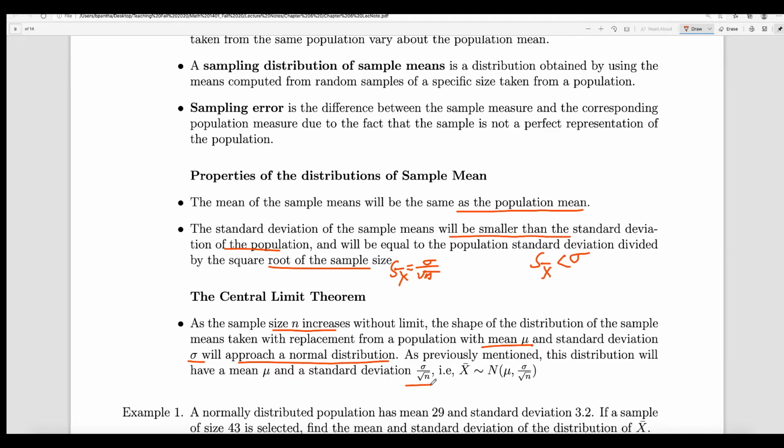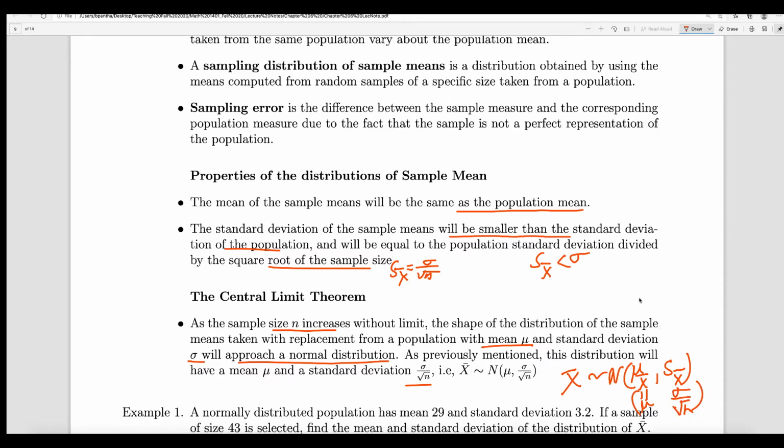So what does that mean actually? The distribution of x bar will be normal with mean mu x bar and standard deviation sigma x bar. But what is the value of mu x bar? Mu x bar will be the same as mu. Sigma x bar will be the same as sigma over root n. That's what it is saying.